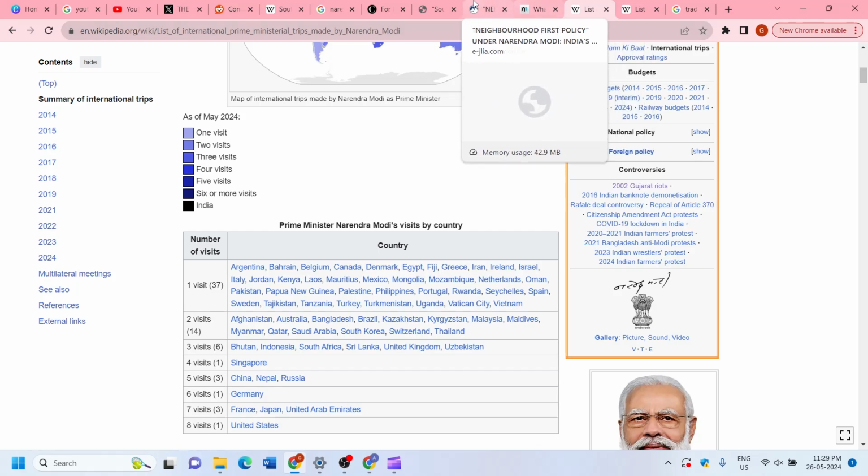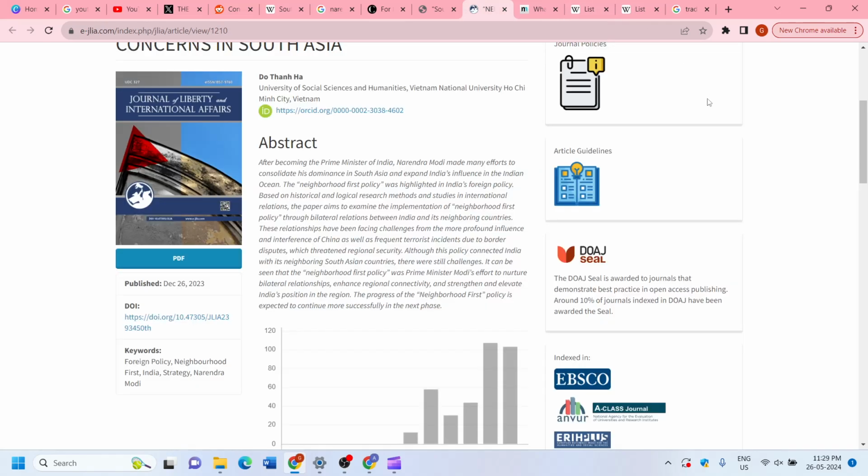and this is part of the neighborhood first policy of Narendra Modi, where after becoming the Prime Minister of India, Narendra Modi made many efforts to consolidate his dominance in South Asia and expand India's influence in the Indian Ocean. The neighborhood first policy was highlighted in India's foreign policy based on historical and logical research methods. So this is part of the neighborhood first policy connecting India with its neighboring South Asian countries, but there were challenges.